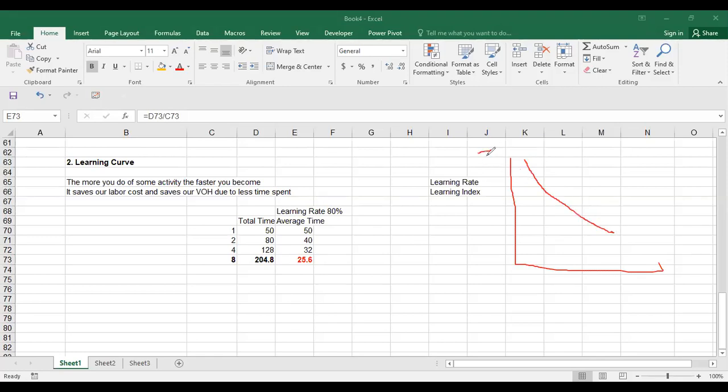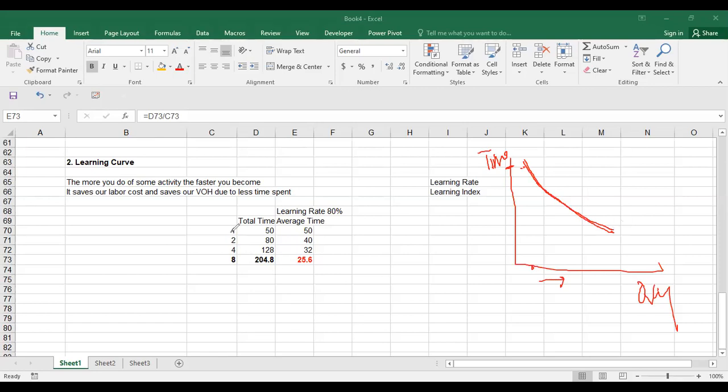So here it is your time taken, and here it is your quantity. So the first unit when you made, your time taken was 50 hours. But as you are increasing, your time is decreasing, okay? The time per unit is going down. This is called the learning curve.